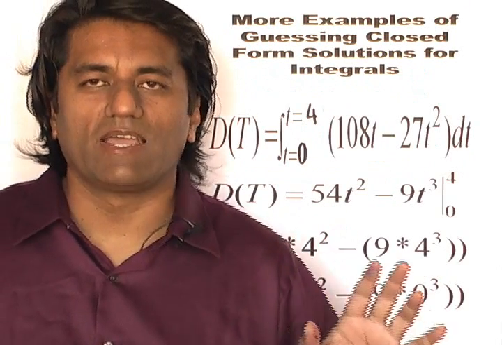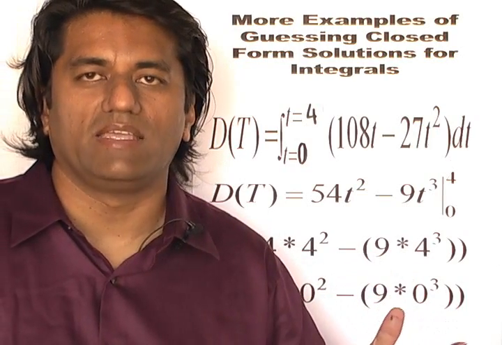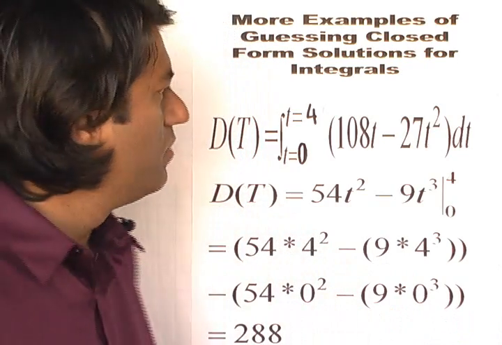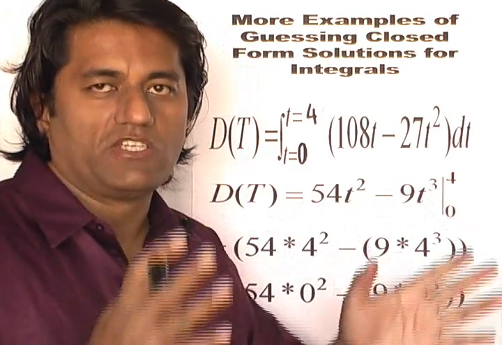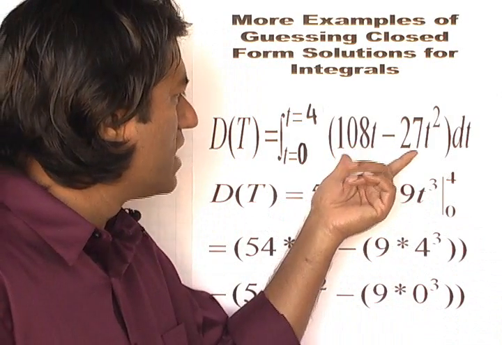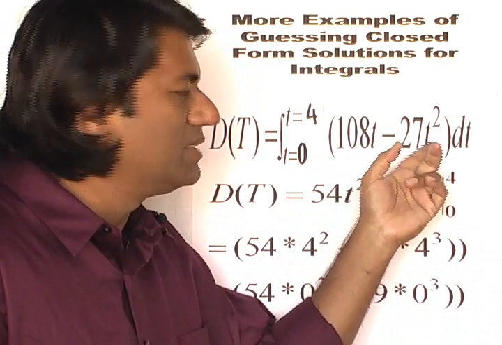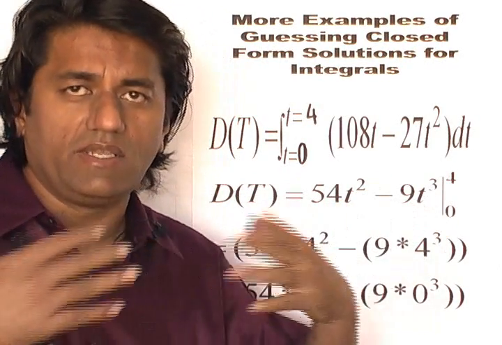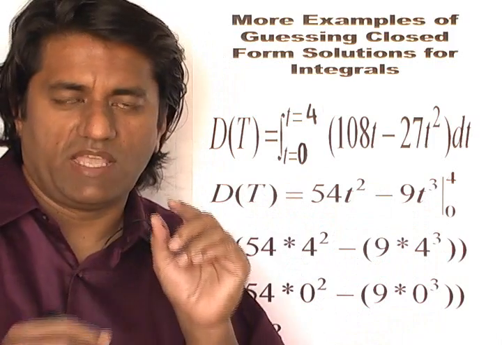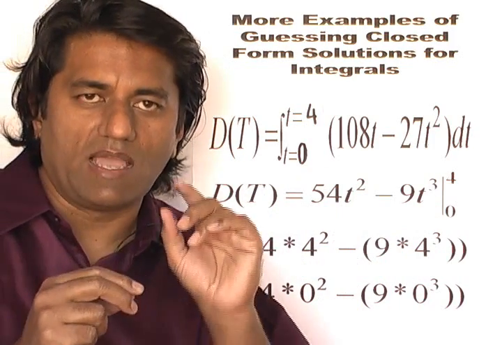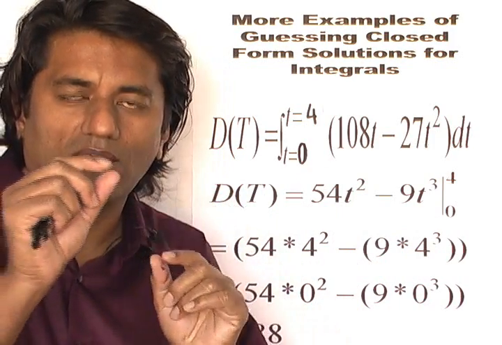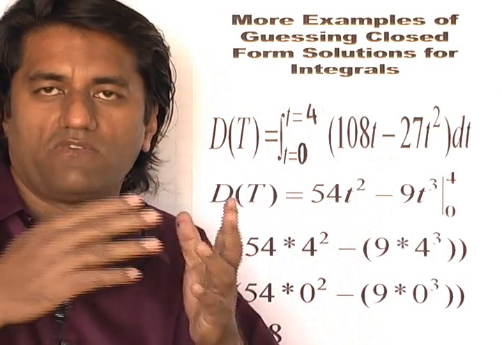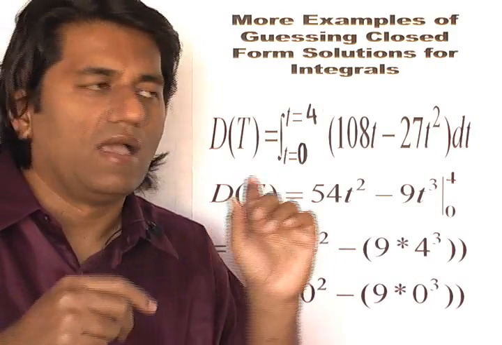We are now going to take a look at some more examples of guessing closed form solutions for integrals, and we again go back to the equation for speed, which was 108t minus 27t squared. So distance is an integral of speed. That is to say, distance is speed multiplied by time, and because speed continuously varies, you have to use an integral instead of straightforward multiplication.